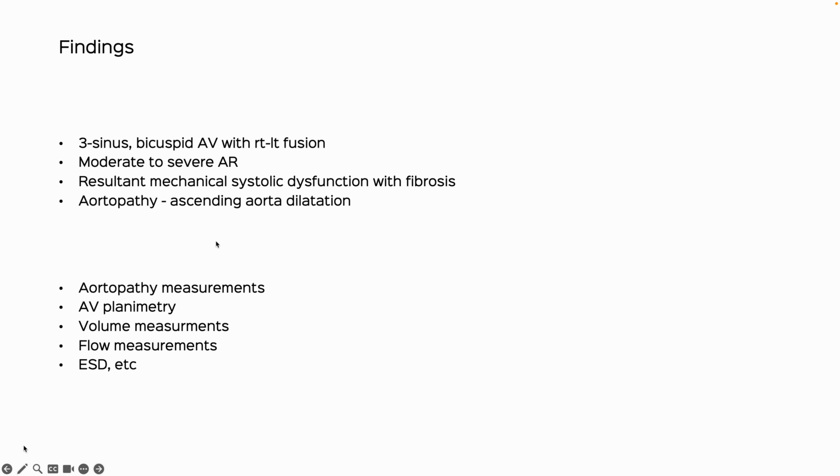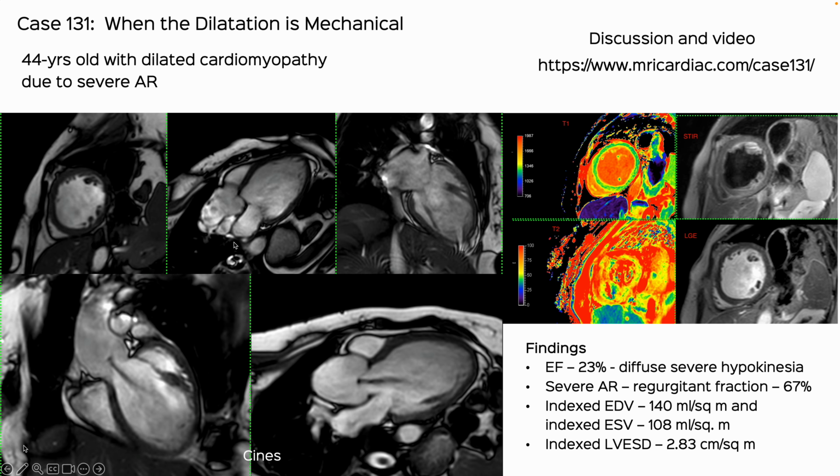On a cardiac MR, we can see all of this, plus do the measurements, plus do aortic valve planimetry, plus do volume measurements of the LV, etc. Do flow measurements across the valve, measure end systolic diameters, etc. So there's a lot of information that we can get from a single cardiac MR that is targeted to this.